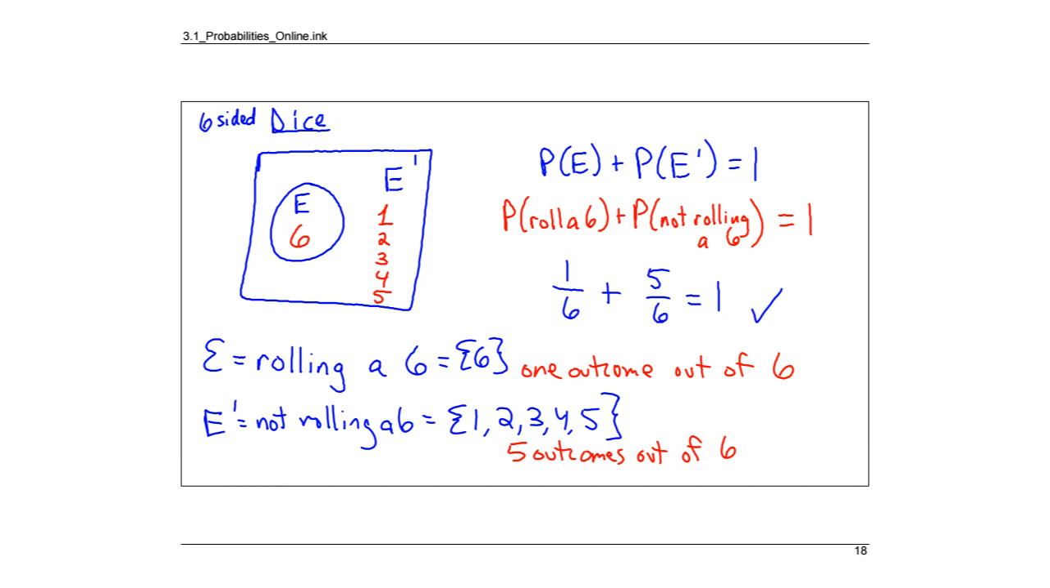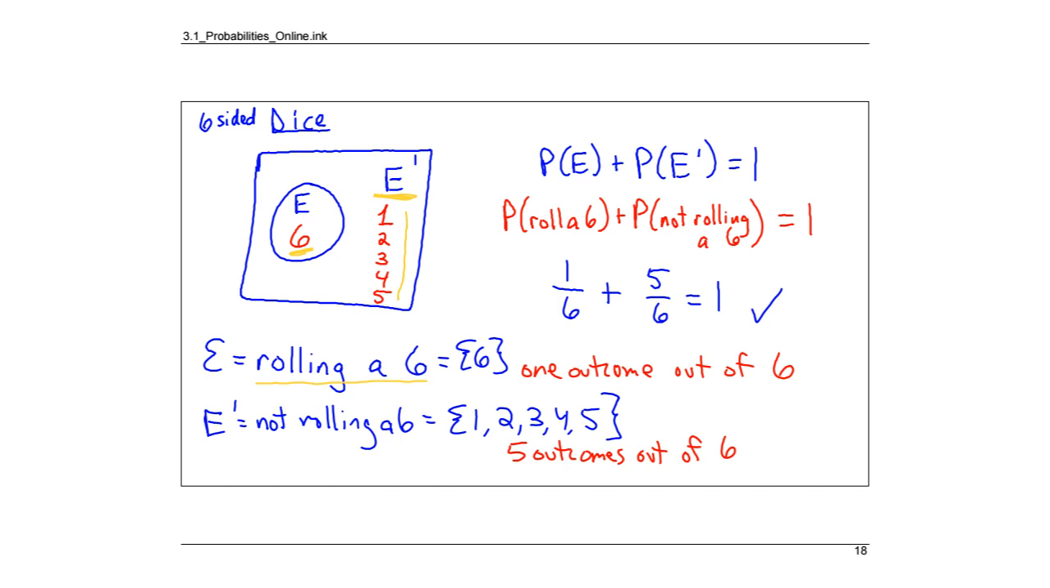Okay, so here's another example. The event E is going to be rolling a 6. We roll a 6-sided die. Of course, there's 6 outcomes, right? With a 6-sided die, we have 1 through 6. E is only rolling a 6. Therefore, the complement of E is everything else. So that would be rolling 1, 2, 3, 4, 5, right?